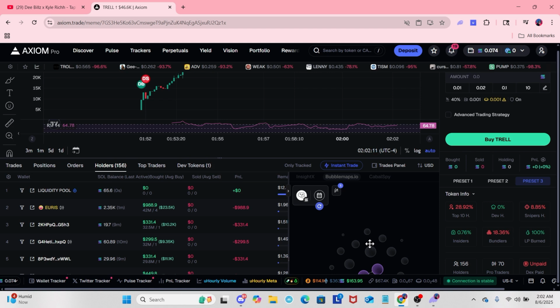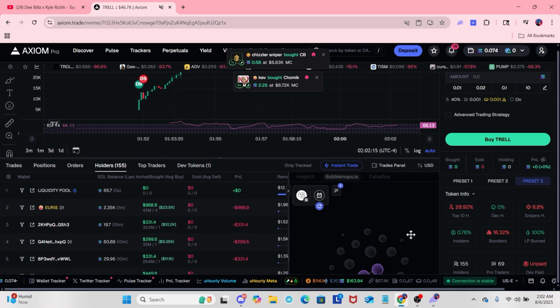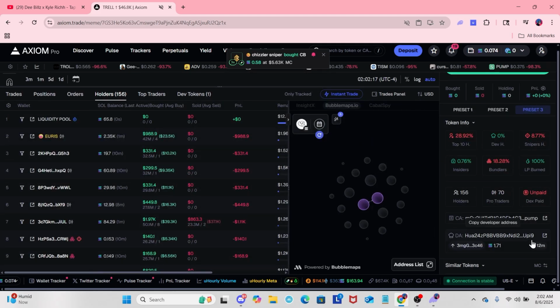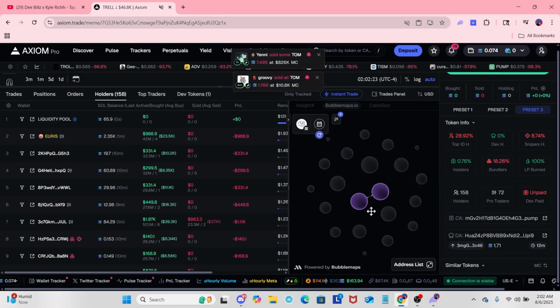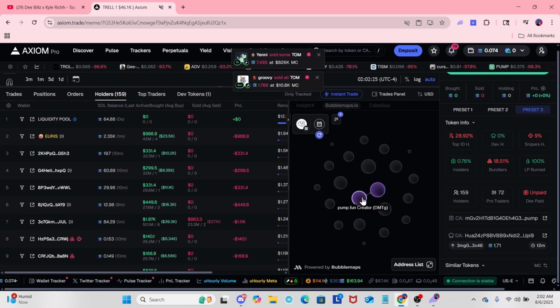Maybe it's like 25% bundlers, and you just can't see it right here because they're so good at hiding it. All these bundlers are getting so much better at hiding all their wallets in a coin, so it doesn't really pick it up all the time. But the bubble map picks it up. Right here, you don't really see much.